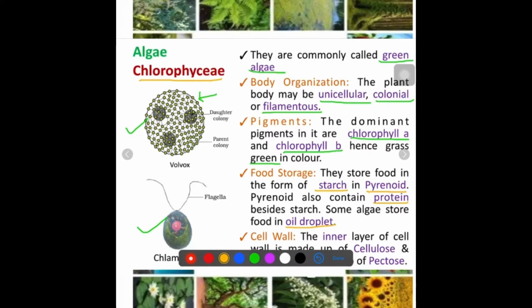If you see the cell wall of this algae, the inner layer of this chlorophyceae is made up of cellulose, means primarily it's made up of cellulose, and the outer layer is made up of pectose. This kind of layer you can find in the chlorophyceae.